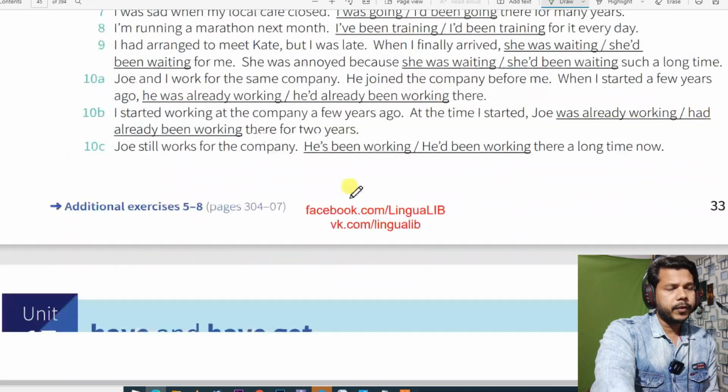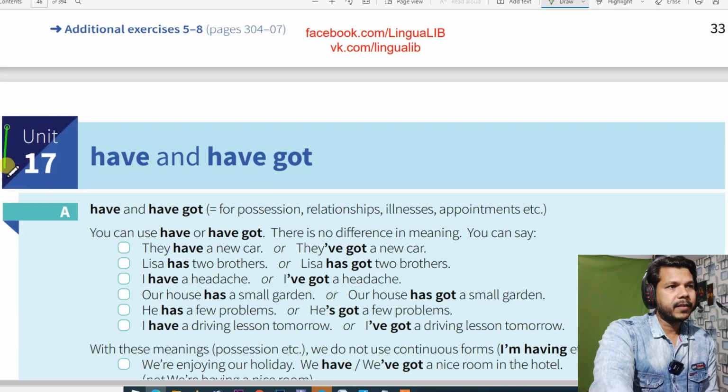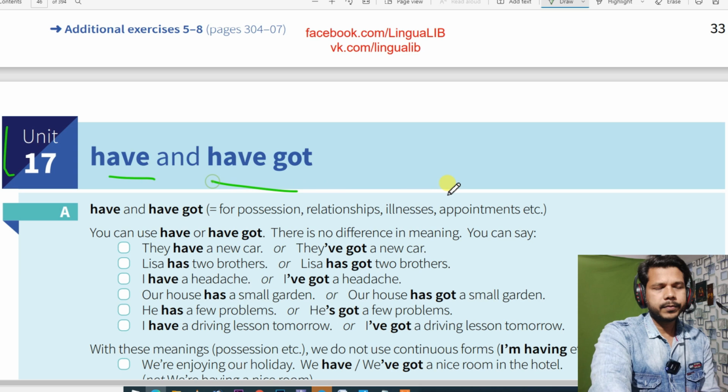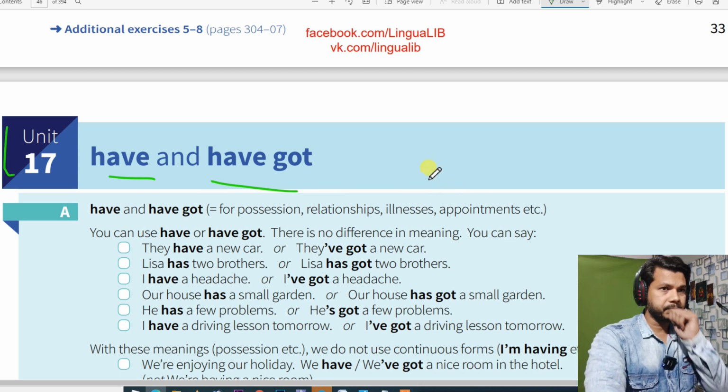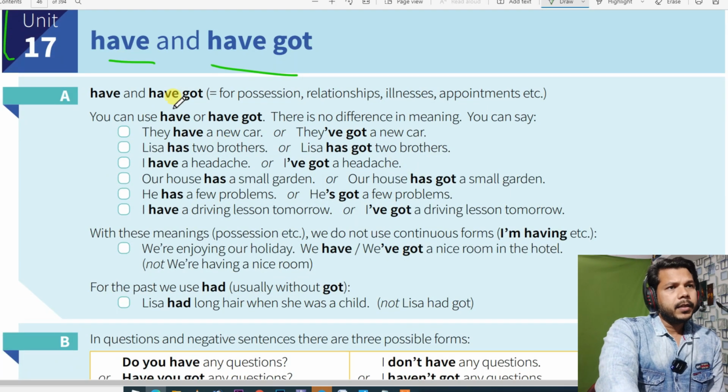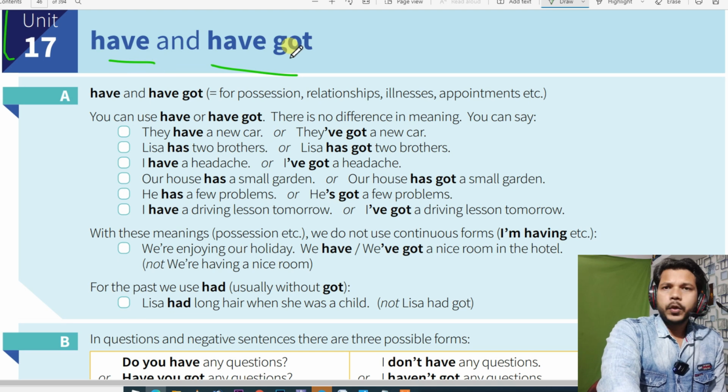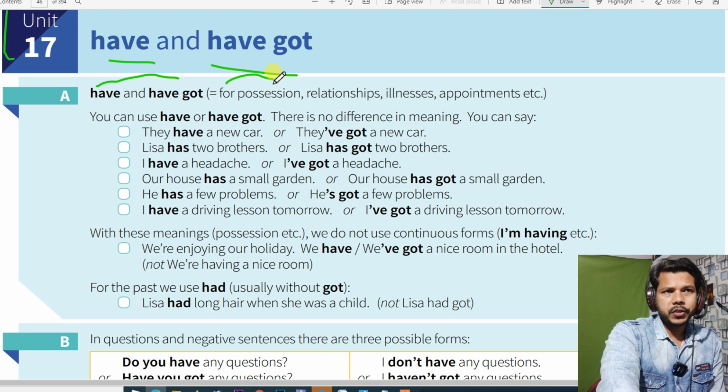Got it? Now we will learn about unit 17, have and have got. Let's talk about this. See guys, have and have got is about possession. Look at here what is written. Here it is written, have and have got for possession, relationships, illness, appointments, etc. You can use have or have got.